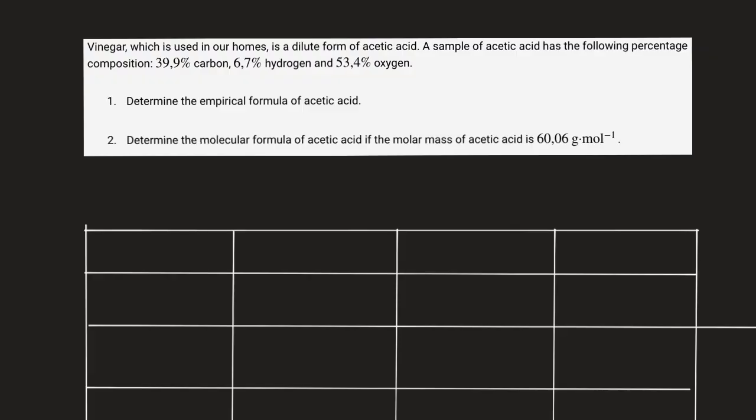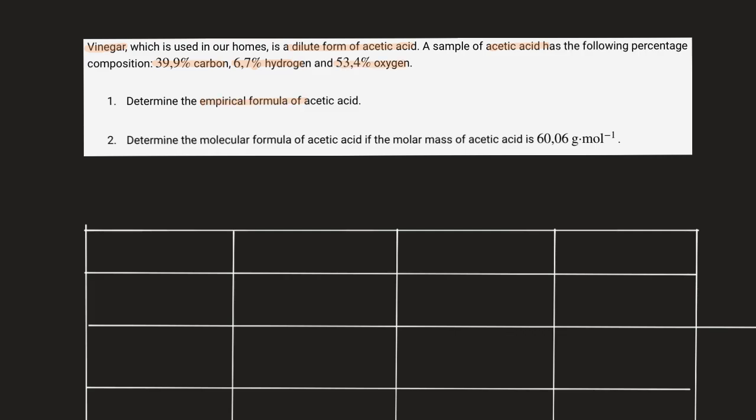Example 1. Vinegar, which is used in our homes, is a dilute form of acetic acid. So that's your next acid that we work with. A sample of acetic acid has the following percentage composition. Guys, when I say vinegar is acetic acid, that means I've told you now. You need to make sure you remember it. You need to know what nitric acid is, hydrochloric acid, stomach acid, battery acid. You need to see those links now. It has a composition of 39.9% carbon, 6.7% hydrogen, and 53.4% oxygen.